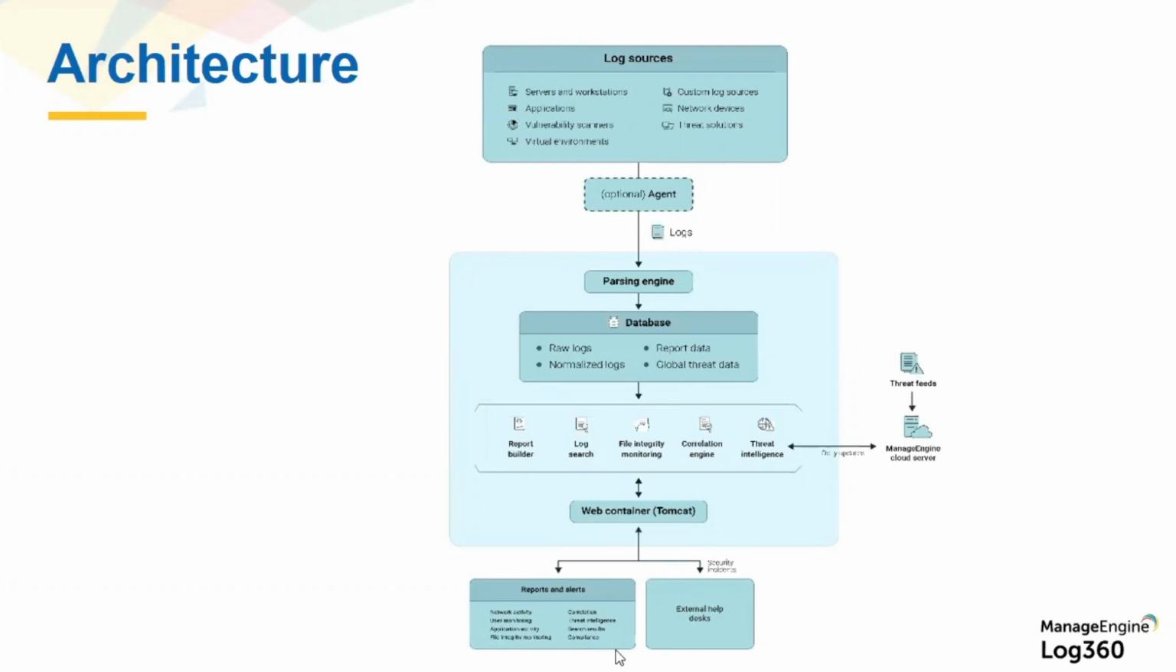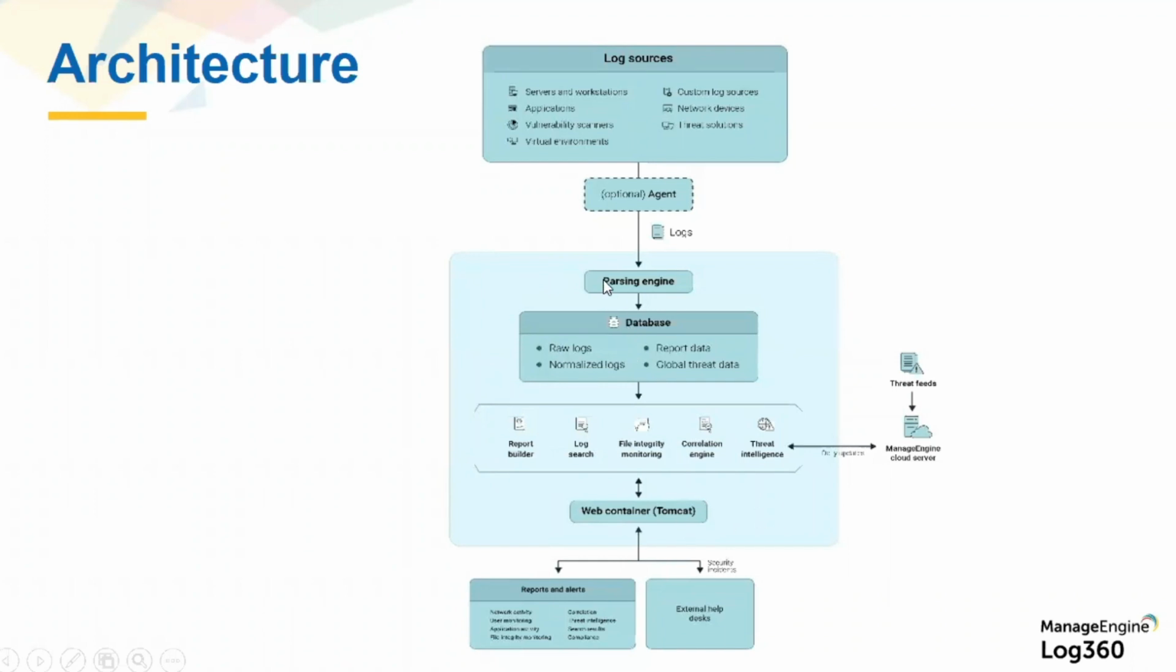Okay, first thing, you can see the architecture right here. This is the core part. What do you see in the box? The box that appears in the middle of the image, you can see the parsing engine, the database, and the reports. This is what you see in the user interface of the Log360. The reports are taken from the database, and before the logs reach the database, you have a parser.